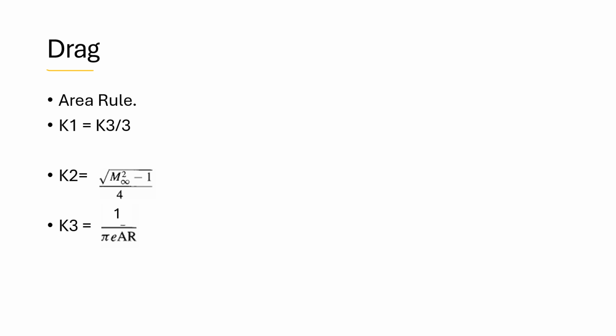Basics of drag is that we have K3, which is 1 over pi e aspect ratio. K1 is 1/3 times K3. And K2, this is something that we have not used. K2 is usually equal to M squared minus 1 over 4. This is for the subsonic cases, right? Wave drag. So supersonic cases, sorry.